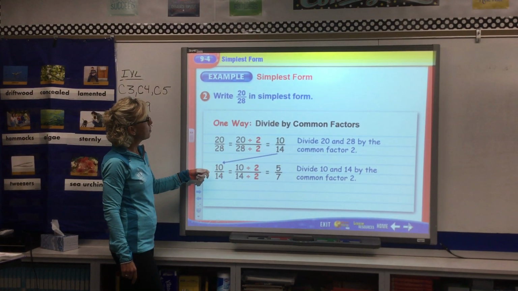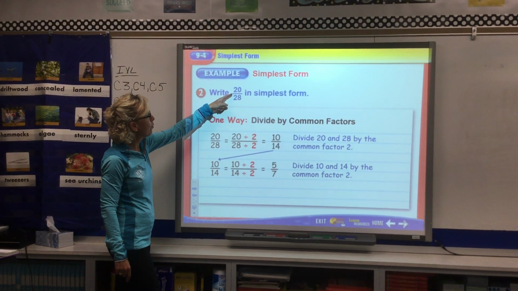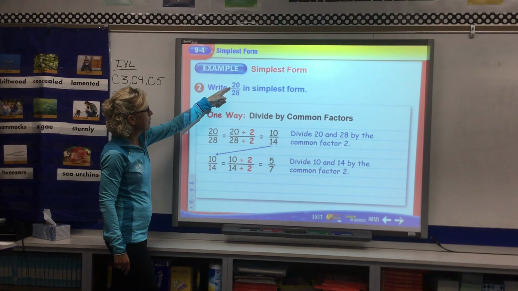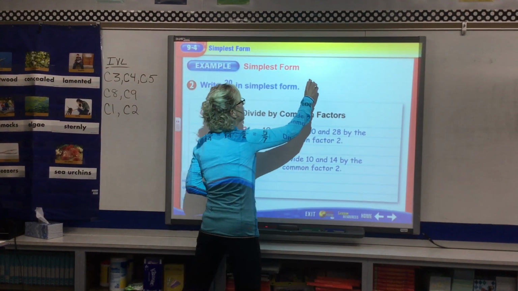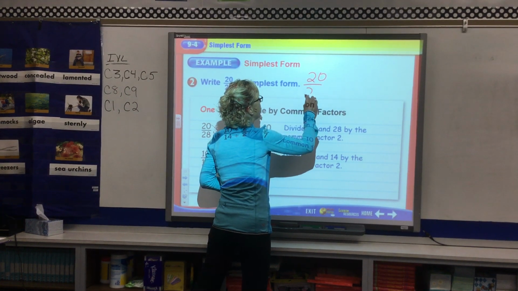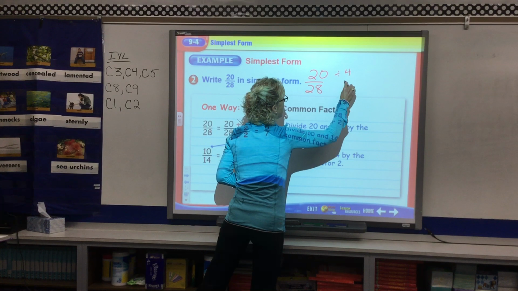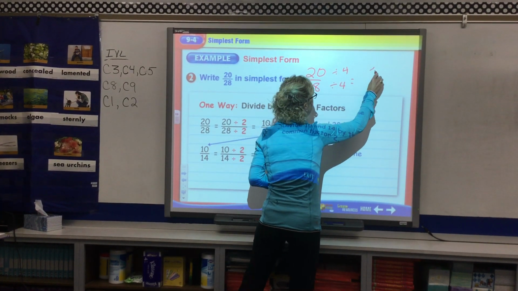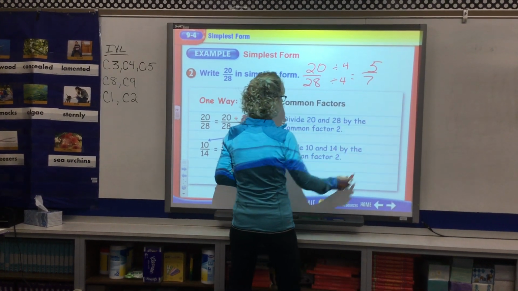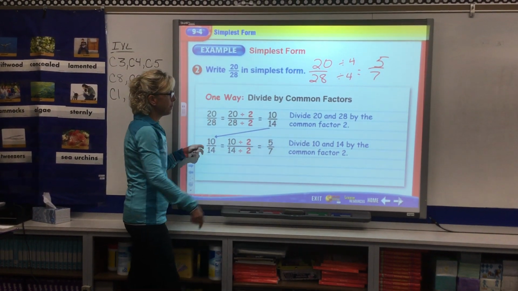Otherwise, you can look at 20 and 28, and I would say, you know what, I think 4 is my greatest common factor. If I divided 20 over 28, if I went right to my GCF, if I divided it by 4, I would go right away to 5/7. Okay, but otherwise you can use repeated division.